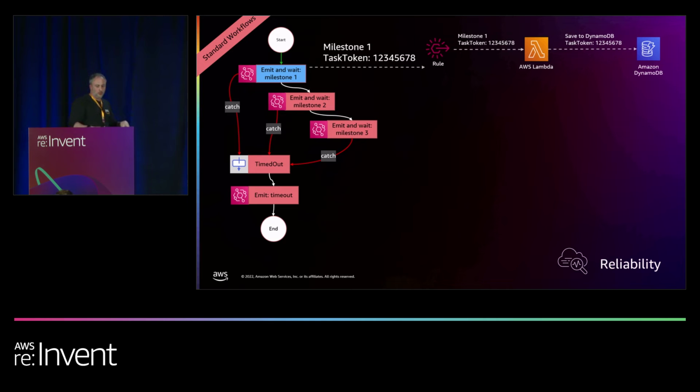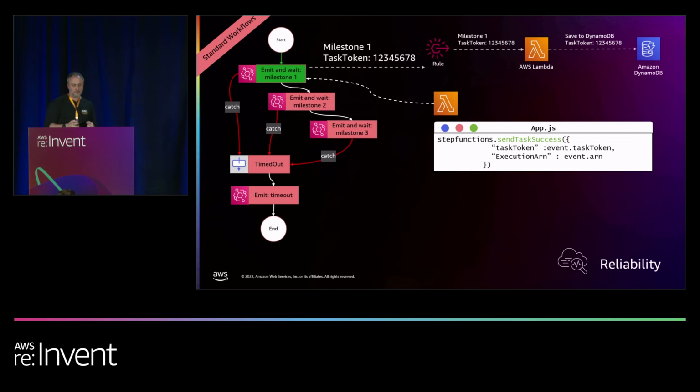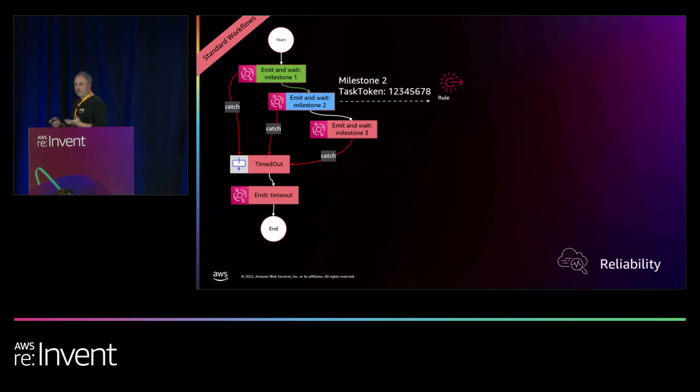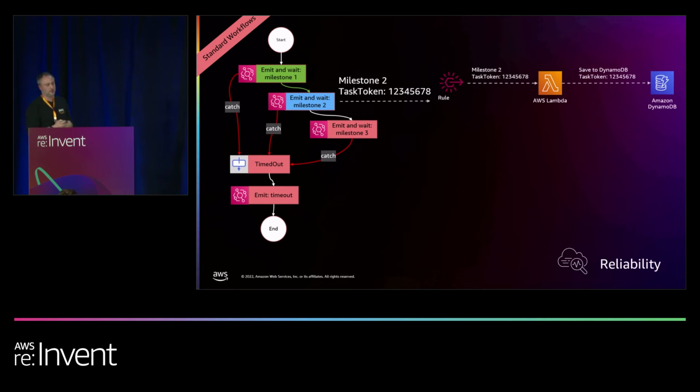I have another rule, presumably, which will do whatever milestone 1 needs to do. So that will invoke some other microservice to do what milestone 1 needs to do. And when that's finished, it will grab the task token back from DynamoDB and say, okay, Step Functions, milestone 1 is done, you can go ahead. And so it rolls straight onto milestone 2, and the pattern continues. I save the task token for milestone 2.